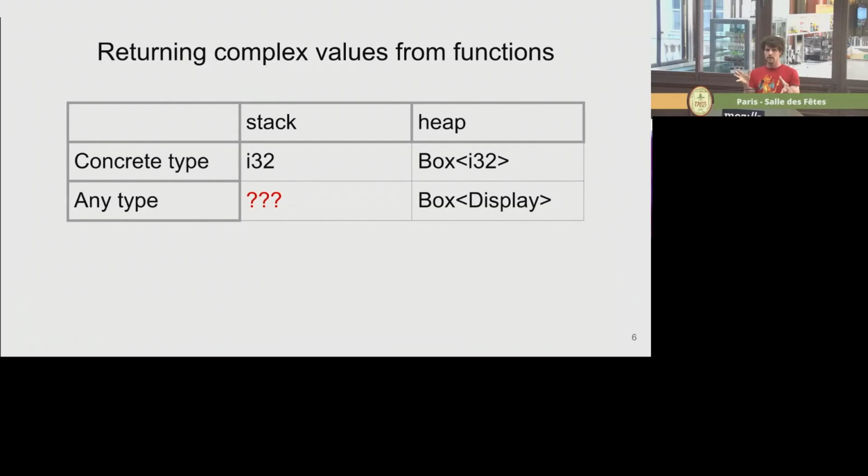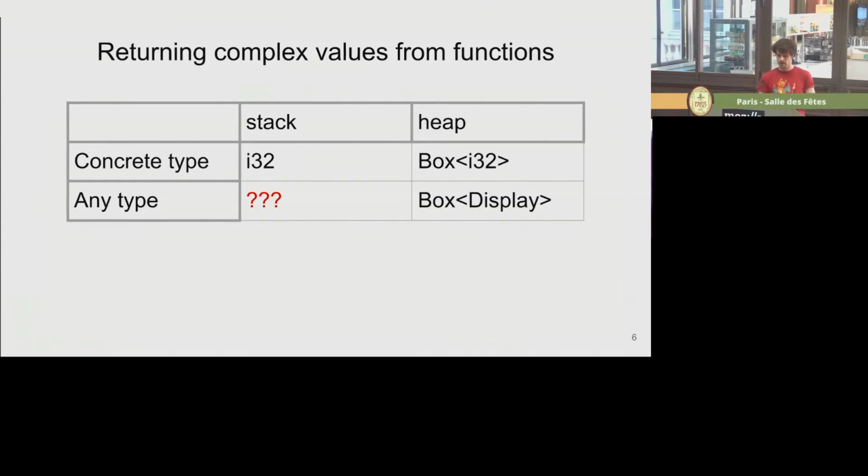So here I made a small table of things that are currently working. We have heap allocated returning a concrete type, heap allocated returning an arbitrary type that we don't actually know, but we know some features about it. We have stack allocated returning a concrete type, but we don't really have returning any type on the stack.